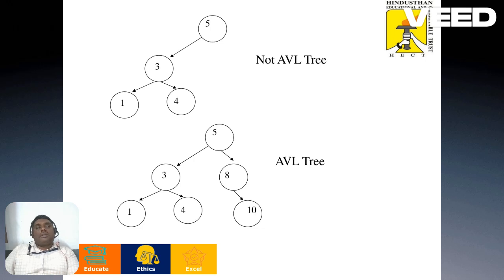All AVL trees are maintained based on the balance factor. The balance factor is calculated as the height of the left subtree minus the height of the right subtree. Both are calculated based on our values.